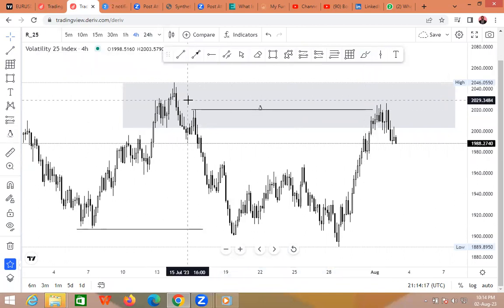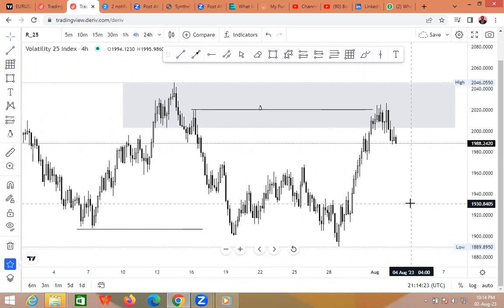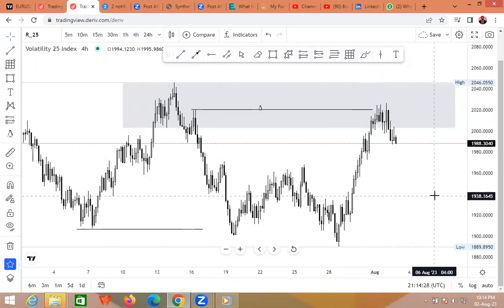If price comes to this IPA low, there was an IPA here, price didn't come there, but price was already in the other block. So I was expecting price should sell here. Now what do we do? We wait for a 15 minutes break of structure.